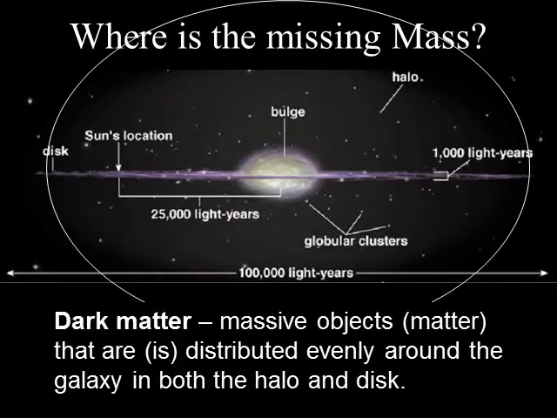This doesn't make any sense because based on what we can see, nothing can be pulling gravitationally on the stars to speed them up that fast. So where is this missing mass? We don't know. That's why we call it dark matter, because we can't see it. But we know that it's evenly distributed in both the halo of the galaxy and the disk of the galaxy.